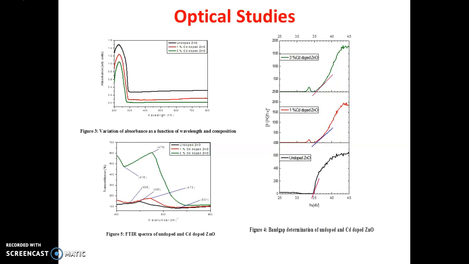The band gap is calculated using Kubelka-Munk equation, and from figure 4 they are found to be 3.42, 3.52 and 3.56 eV for undoped, 1 weight% Cd-doped and 3 weight% Cd-doped ZnO respectively. Thus it is found that Cd doping increases the band gap of ZnO. From the peaks of FTIR spectra in figure 5 for undoped and Cd-doped ZnO, it has been established that Zn-O bonding is prevalent and the vibrational modes are around 473 centimeter inverse and 475 centimeter inverse.